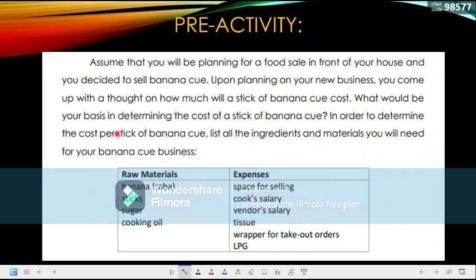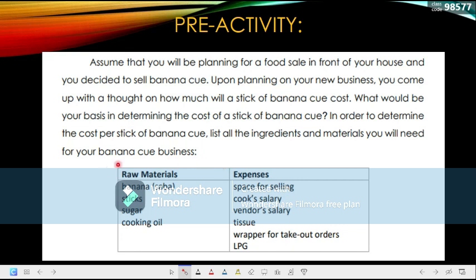Okay, let's start with a pre-activity. Assume that you will be planning for a food sale in front of your house and you decided to sell banana Q. Upon planning your new business, you come up with a thought on how much a stick of banana Q will cost. So what would be your basis in determining the cost of a stick of banana Q? In order to determine the cost per stick of banana Q, list all the ingredients and materials you will need for the banana Q business.